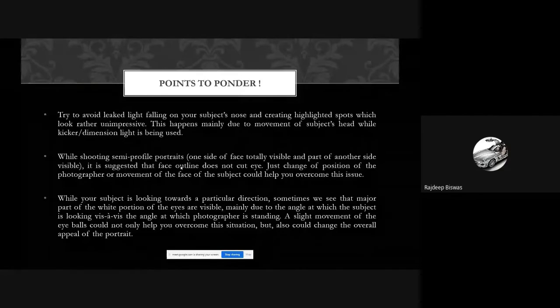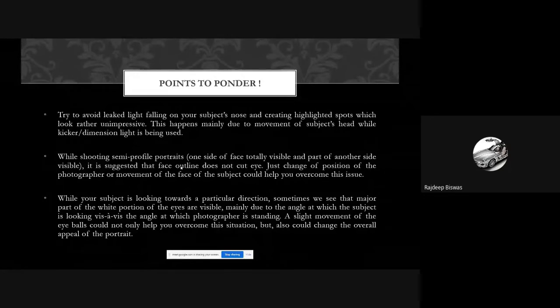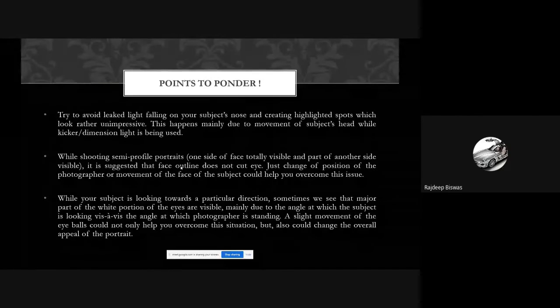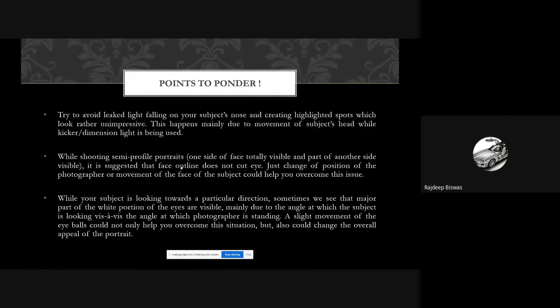Now why this happens is the model moved her face or his face to a certain angle, and the light leaked and highlighted the nose. Again, if you're using a key light or dimension light or contour light from a certain angle, there is a possibility that if the subject is moving his or her face, then you might get this issue. Remember, you should not have this in your portraits. It's one of the negative aspects of your portraits to have leak light falling on the subject's nose.